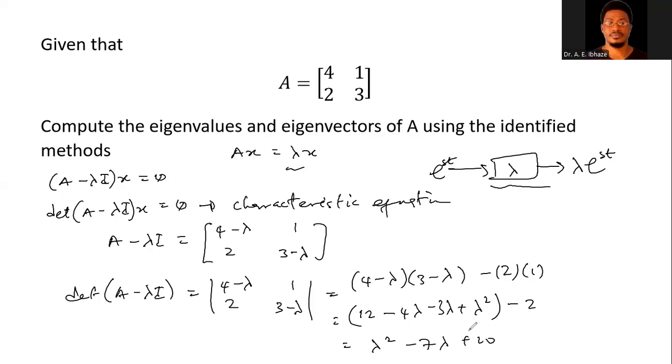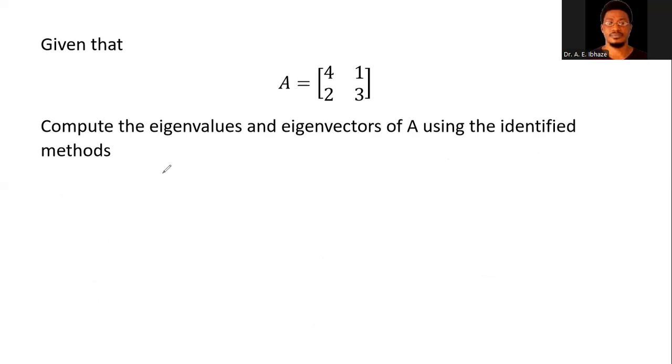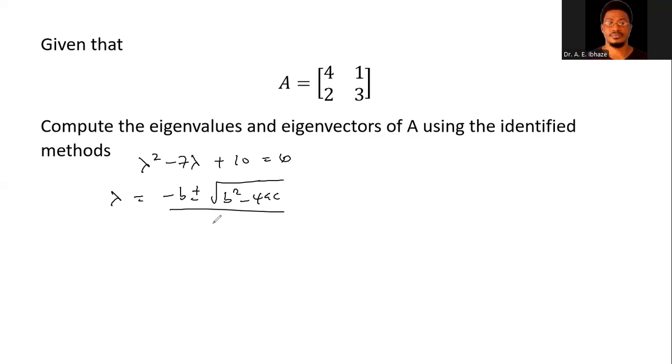Since this is a quadratic equation, we could use the quadratic formula to resolve this, so that the characteristic equation, lambda squared minus 7 lambda plus 10 equals 0, can be solved with the formula lambda equals negative b plus or minus the square root of b squared minus 4ac, divided by 2a. In this case, a is the coefficient of lambda squared, which is 1, b is the coefficient of lambda, which is minus 7, and c is 10.